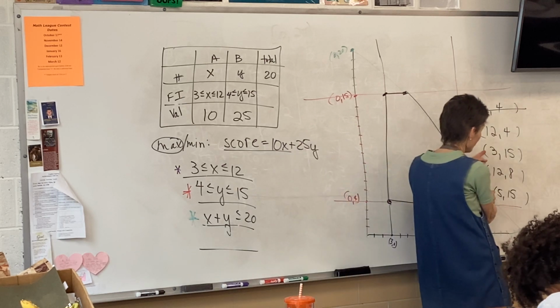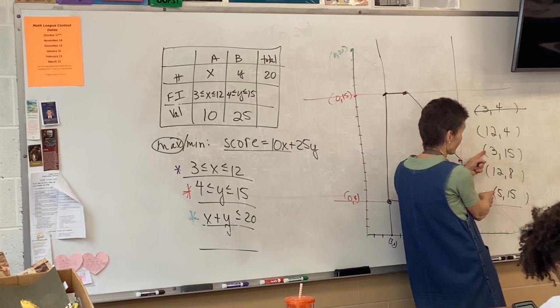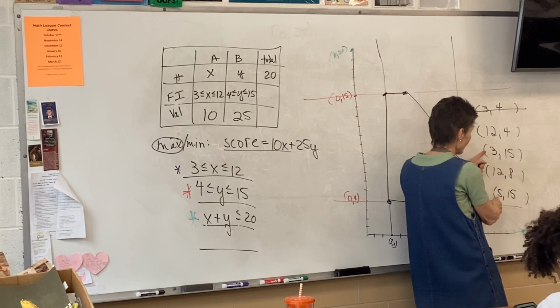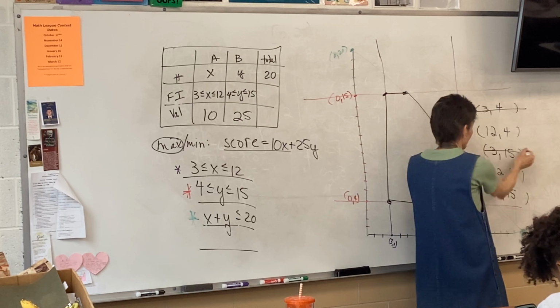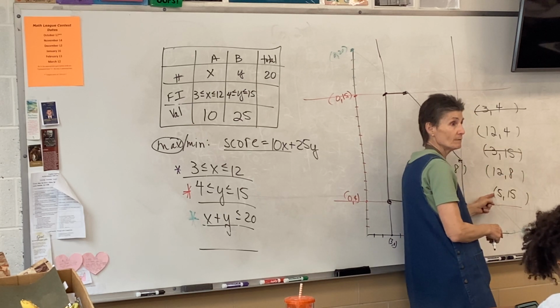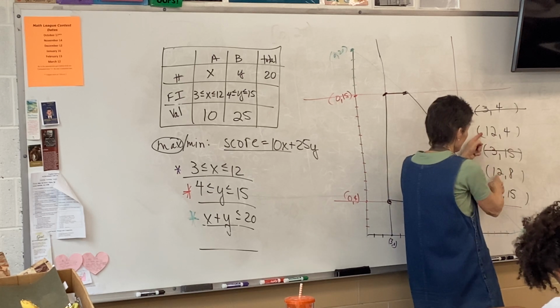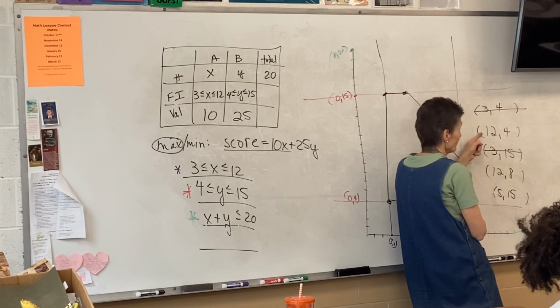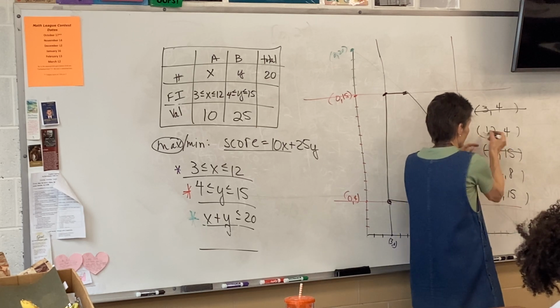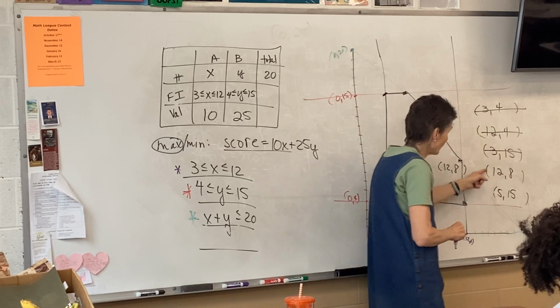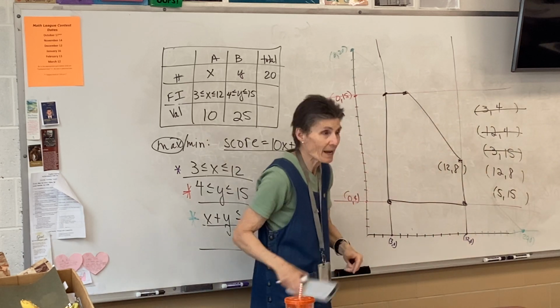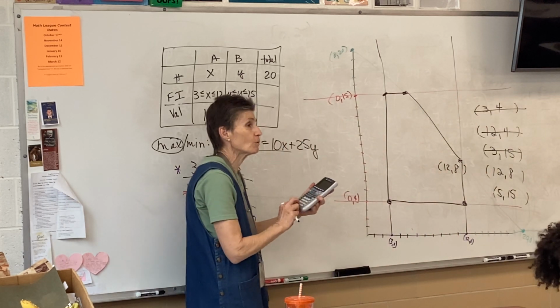How about right here? 3 and 15 or 5 and 15? Won't 5 and 15 be bigger? And then here, 12 and 4 and 12 and 8. Which is going to be bigger? 12 and 8? So really, the only 2 I have to do are those, but feel free to do them all.